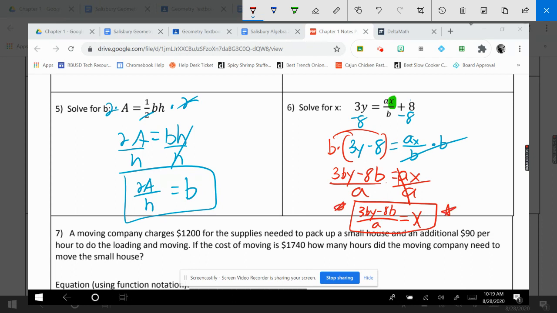Ta-da! Exciting, yay. By the way, if you're not using colors, I would encourage it because colors are awesome. I love the colors. I think they're great.